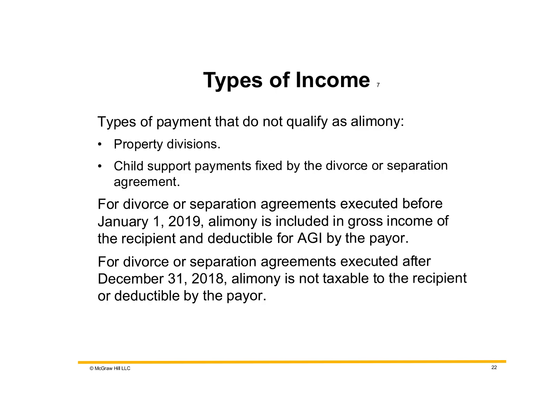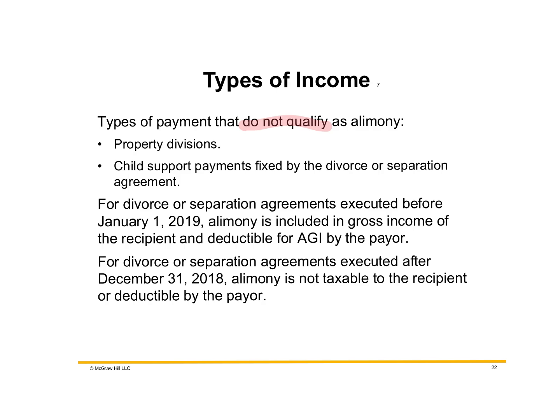Other important things to know around alimony income: types of payments that do not qualify as alimony are property divisions, and then any child support payments fixed by the divorce or separation agreement. So the calculation of alimony, for the most part, can be pretty straightforward.